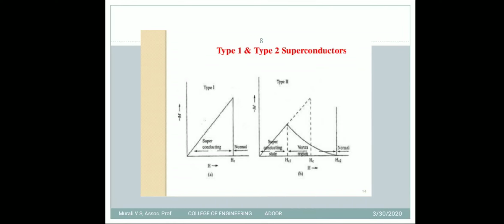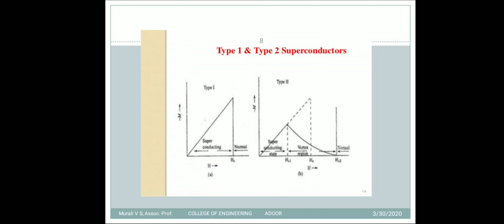Now in the first graph you can see that when the applied field H increases, the M also increases up to a certain point, and when it reaches a maximum height, you can see that M suddenly reduces to 0. At that point the critical field is Hc. So this type of material is called type 1 material.